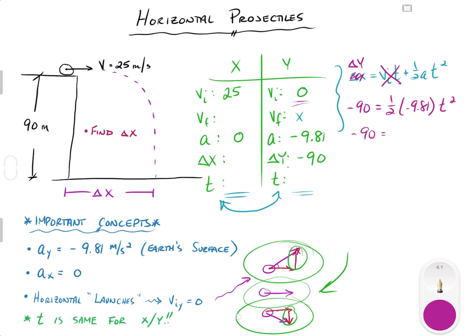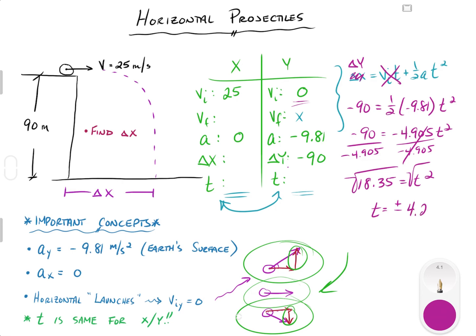So I'll just do all the steps. Negative 90 equals negative 4.905 t squared. If I divide both sides by negative 4.905, I'll do all the steps this time, and then in future sample problems, I will just kind of show you the end result. So if I divide that, I get 18.35 about equals t squared. Take the square root of both sides. Time equals plus or minus, because that's what you get when you take a square root. Square root of that is plus or minus 4.28 seconds.